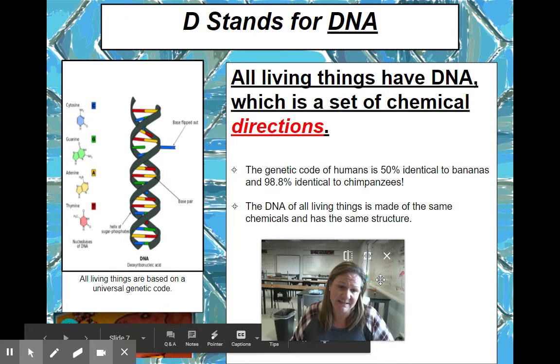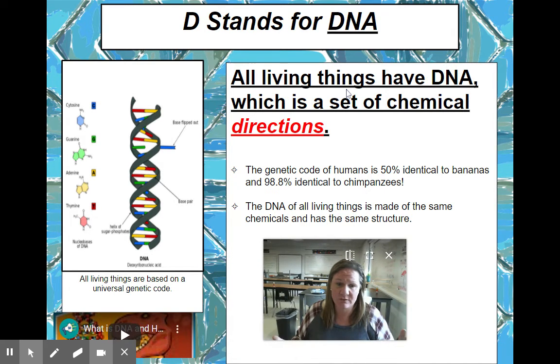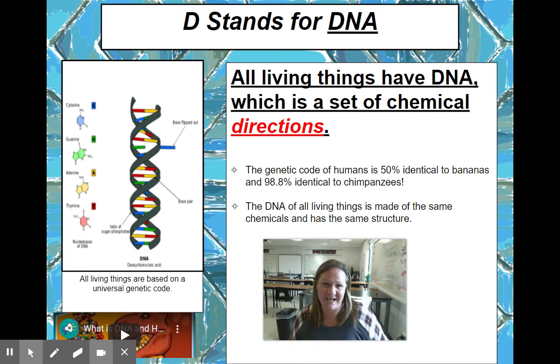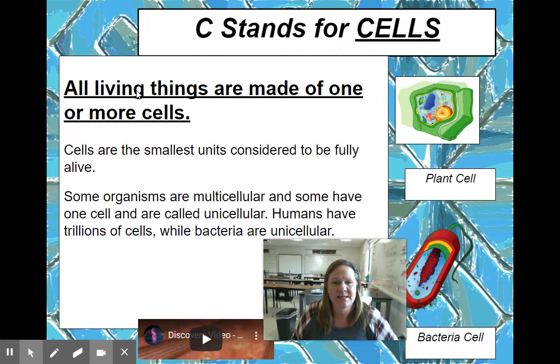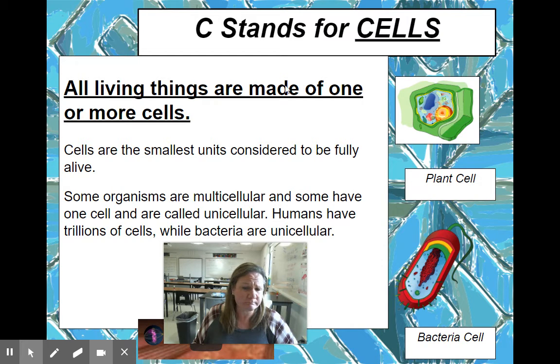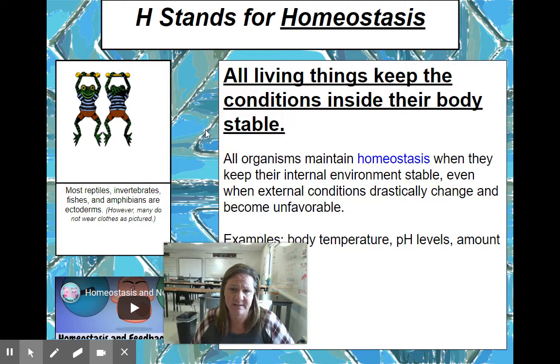All living things contain DNA. DNA, you don't have to know this right now, but it stands for deoxyribonucleic acid. We're going to do a whole chapter on DNA this year. All living things have it. So that's another characteristic of life. C is for cells. All living things are made of cells. There's different kinds of cells. There's different cell parts. They work in different ways. We're going to do a whole chapter about cells this year. So all living things are made of cells.